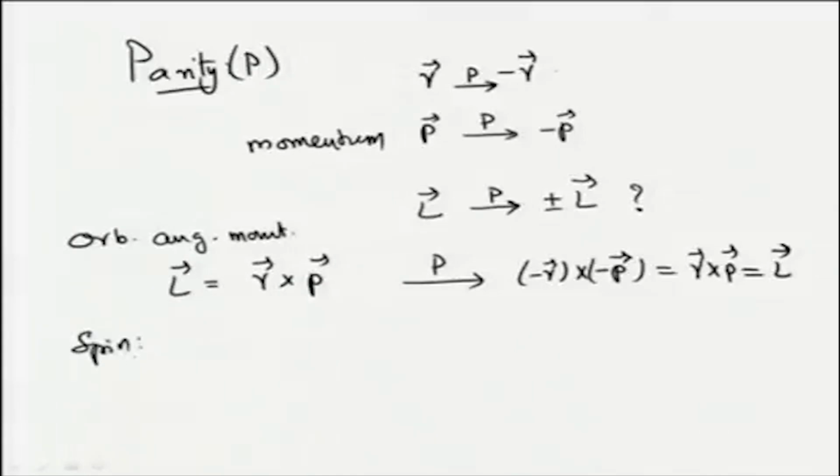Spin is similar to the orbital angular momentum. So, if I denote it by sigma, I will say that this also goes unchanged under parity, because it is similar in all ways to orbital angular momentum. So, both sigma and L are axial vectors, whereas the position vector and linear momentum are ordinary polar vectors, as they are called.